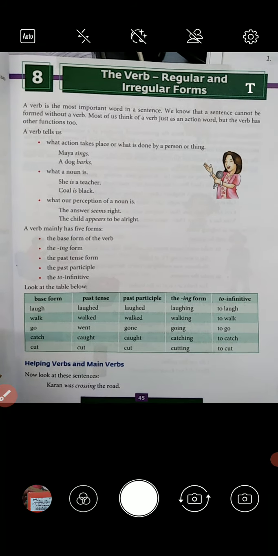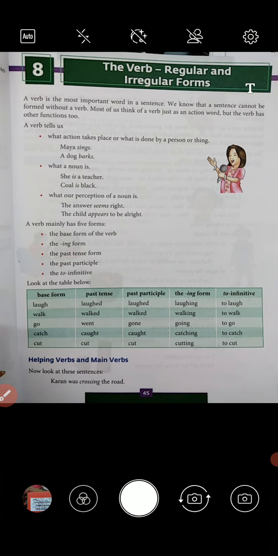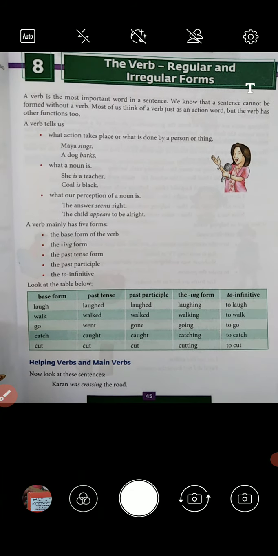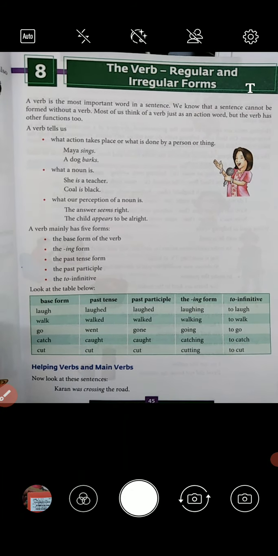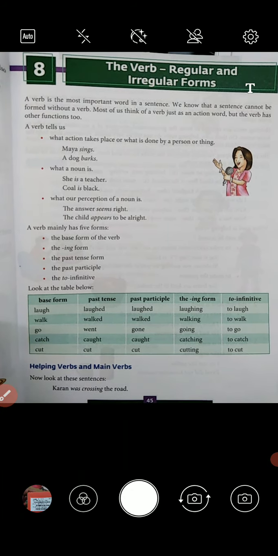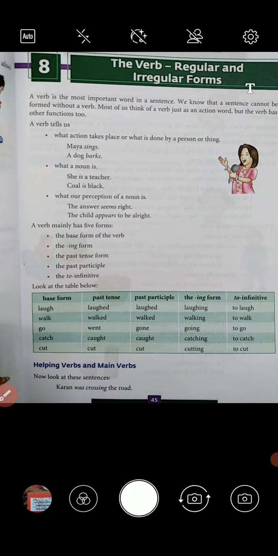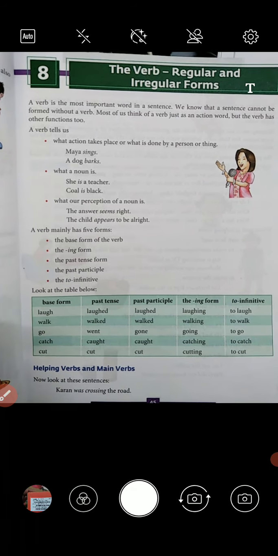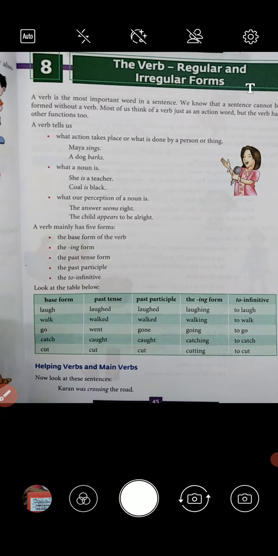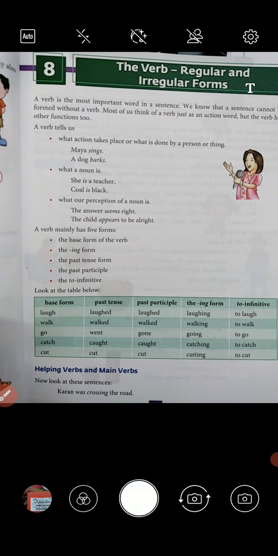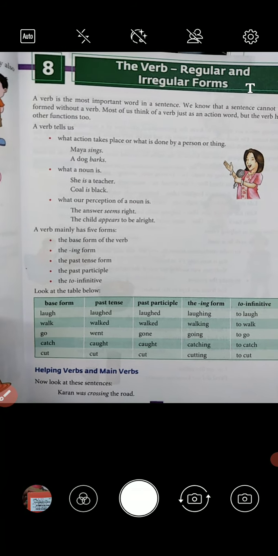As we already said, it is an action word, what is done by a person or thing. So see the first example, Maya sings. What does Maya do here? She is singing. So the action is done by Maya, singing. So sings is the verb in this sentence.